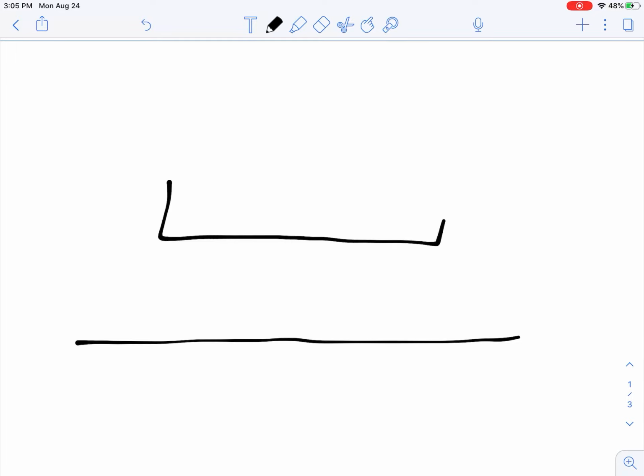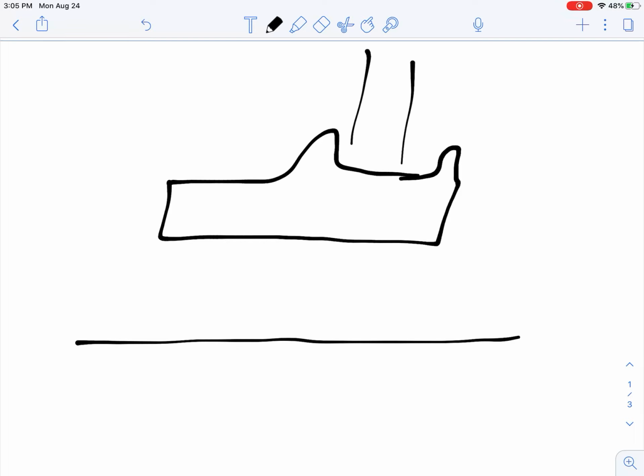So another silly example. Let's just say that that is the ground, and this is your shoe, and here's your leg. Okay? Man, again, sorry about your body there, guys, but it is what it is.